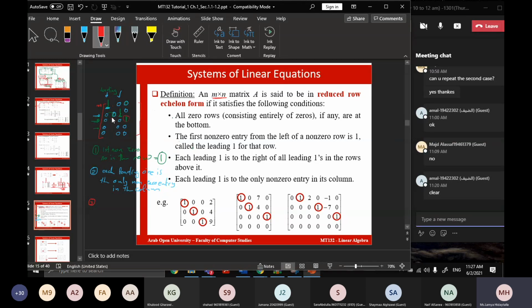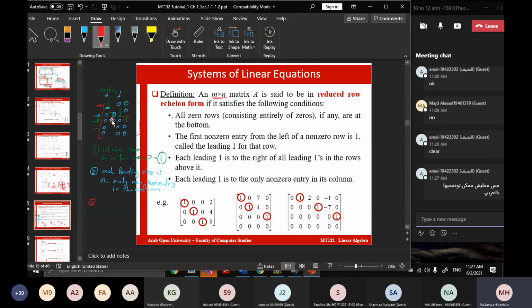طيب if I put it here, could it be possible? No. Why? Because it should be to the right of all the previous. يبقى المفروض يكون here. يمينه يا هنا يا هنا يا. Okay? In one of the place here or there or there or there, but not here. Definitely not here. Because if it is here, it is not to the right of that one.